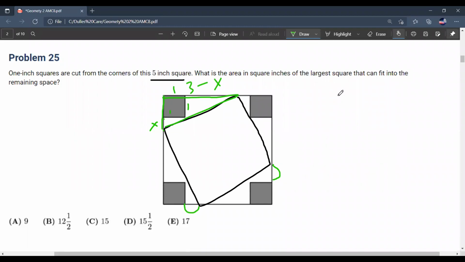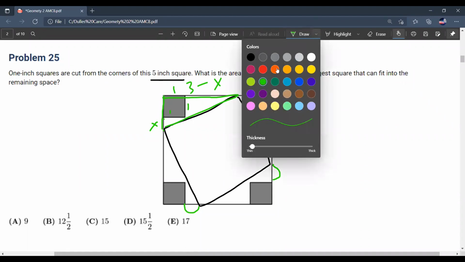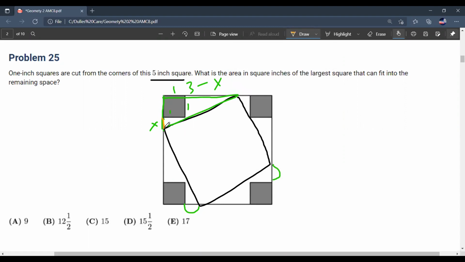So how do we find x? Well, notice how we have similar triangles. So let me just highlight them in yellow. So we have this small triangle right here. And we have this large triangle, and you can tell they're similar, right? I don't have to explain why they're similar. This angle equals this angle, this angle equals this angle. You can tell by just looking that they're similar.